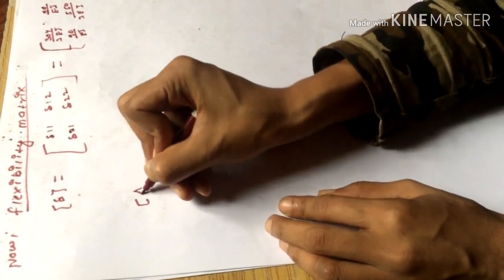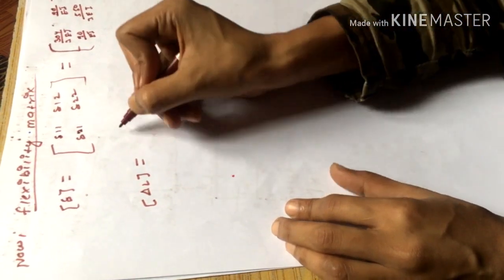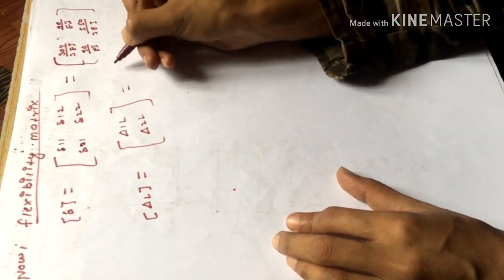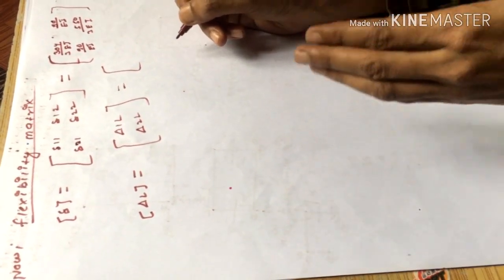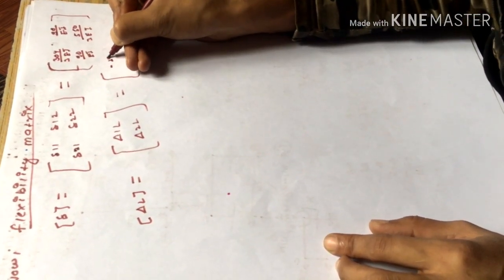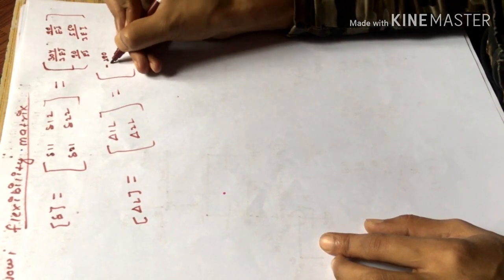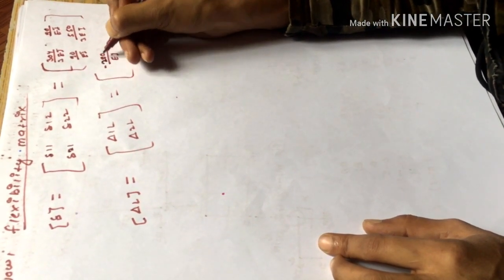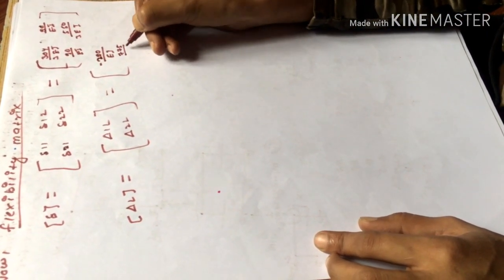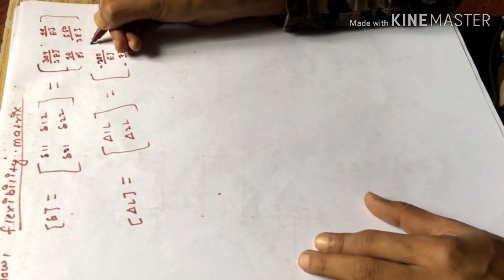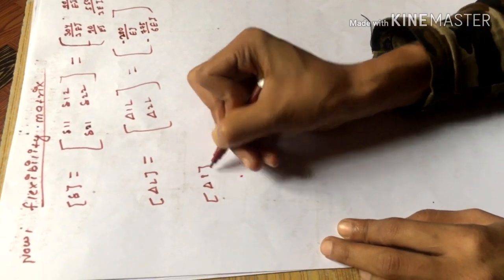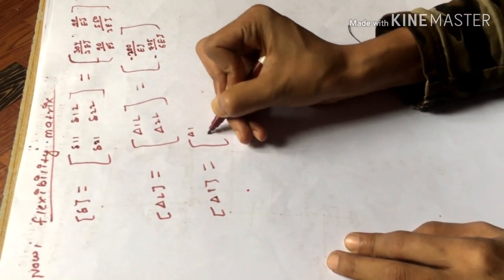Also let us generate the flexibility matrix for ΔL, that is Δ1L, Δ2L. Let us substitute the values of Δ1L and Δ2L. We can see minus 290 divided by EI, this is the first. Also Δ2L is equal to 755 divided by 6EI, this is also negative. Also the flexibility matrix, that is ΔI, this is Δ1 and Δ2.